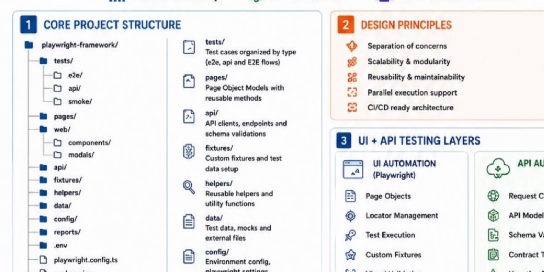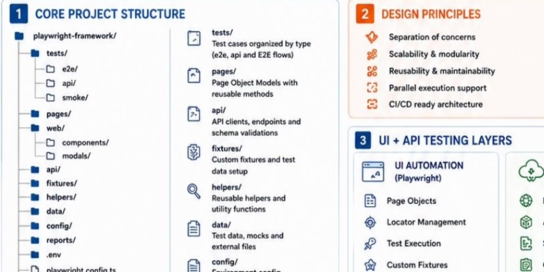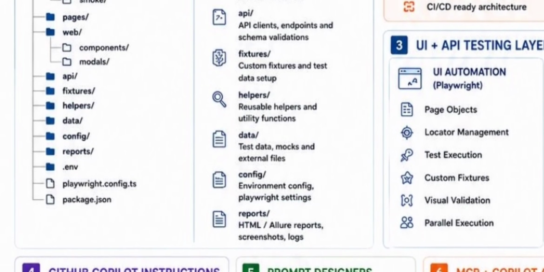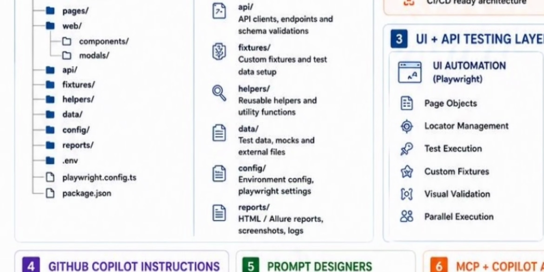So let's get started. This is a core project structure where under the main project we have multiple folders. We have tests folder, pages folder, web folder, API folder, fixtures folder, helpers folder, data folder, config folder, and reports folder. With respect to the files, we will have a .env file at the project level, a playwright.config.ts file at project level, and a package.json file.